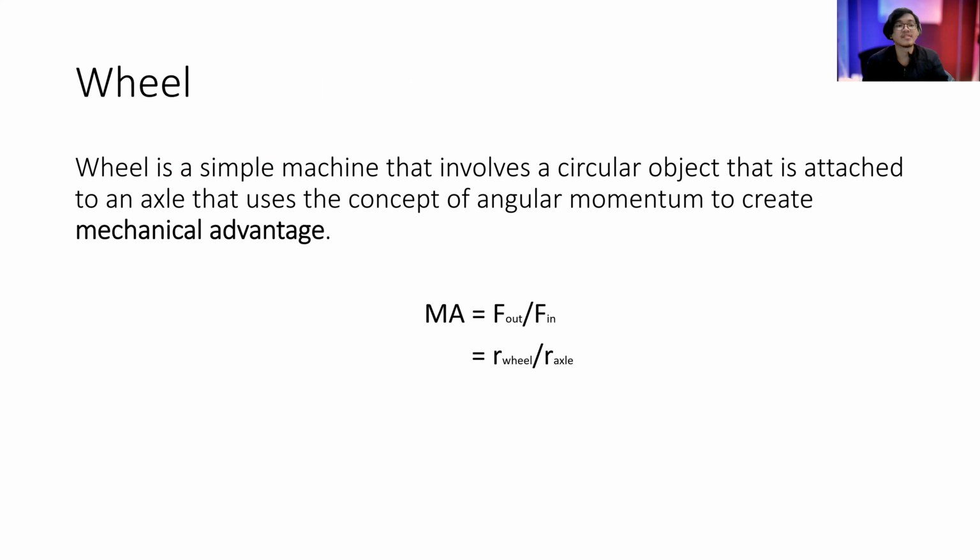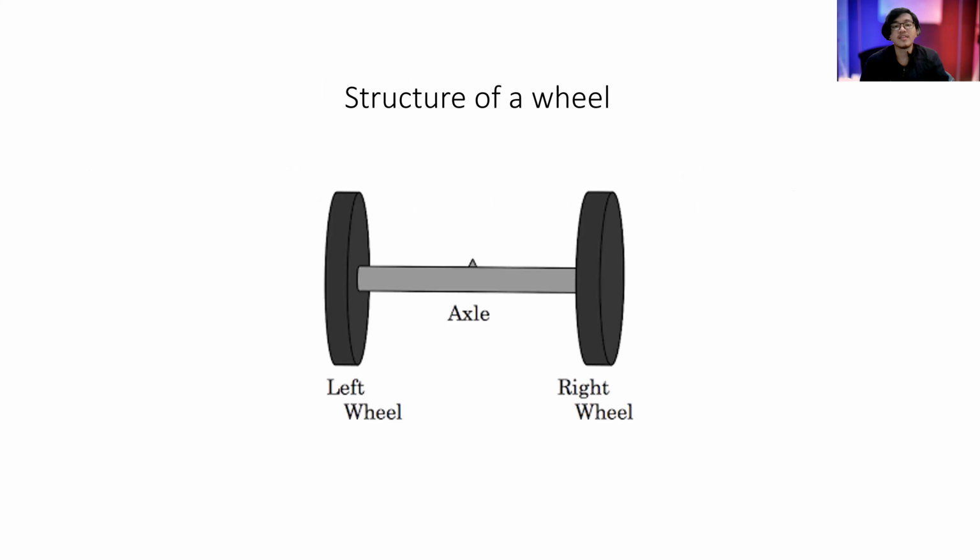And then we got wheels. A wheel is a simple machine that involves a circular object that is attached to an axle that uses the concept of angular momentum to create mechanical advantage. MA equals F out divided by F in, which basically boils down to the radius of the wheel minus the radius of the axle divided by the radius of the axle. And then you have the structure of the wheel. Again, there's the axle and the wheels over there on the sides of the axle.